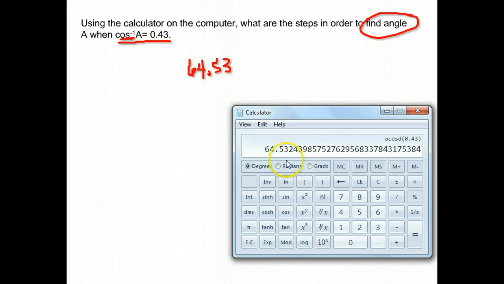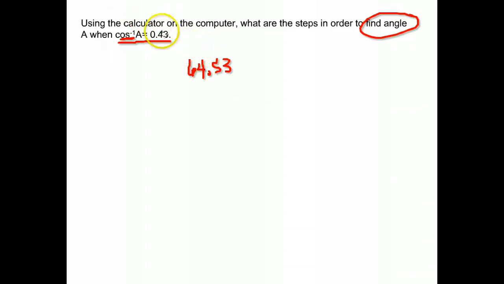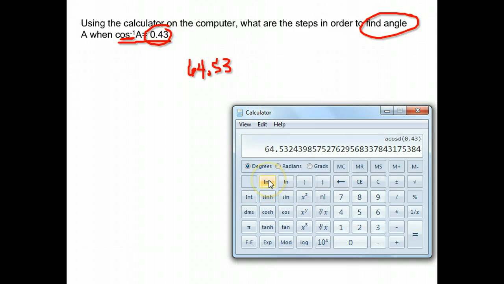So again, the steps on this computer calculator are to put in the value of the ratio they gave you, 0.43, then you push the inverse button, and then you push cosine, sine, or tangent, whichever one they're having you find.